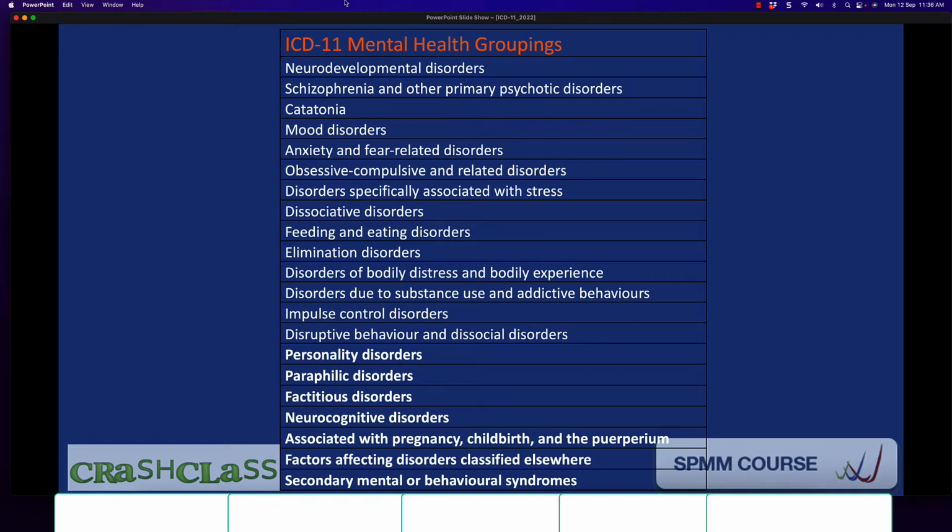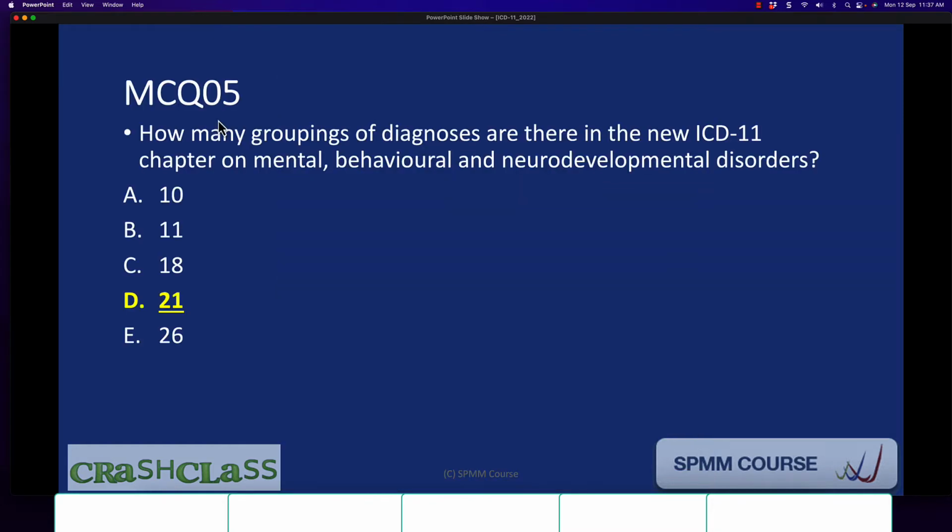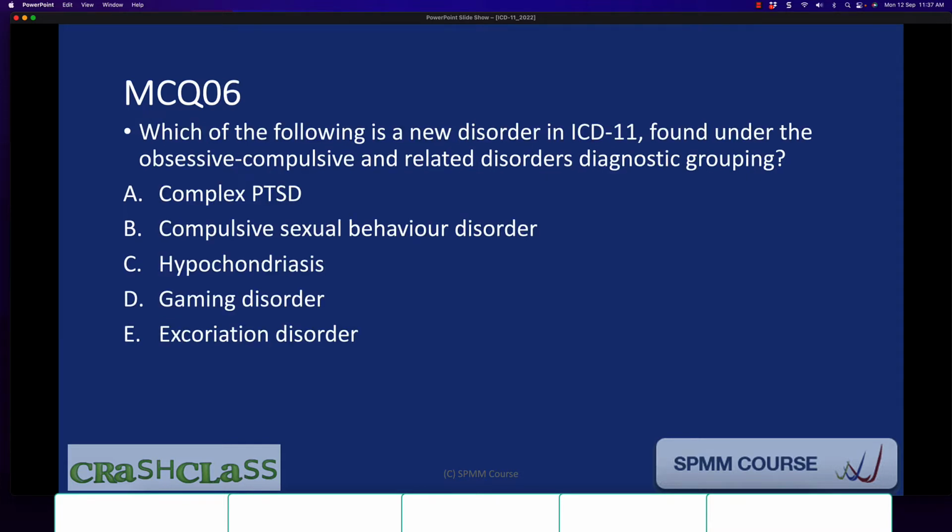There are 21 groupings in the ICD-11 chapter focusing on mental health disorders, which uses an alphanumeric ordering system. They are listed in this slide. The answer for question number 5 is 21. There are 21 groupings of diagnosis in the new ICD-11 chapter on mental, behavioral and neurodevelopmental disorders. Question number 6. Which of the following is a new disorder in ICD-11 found under the obsessive compulsive and related disorders diagnostic grouping? A. Complex post-traumatic stress disorder.